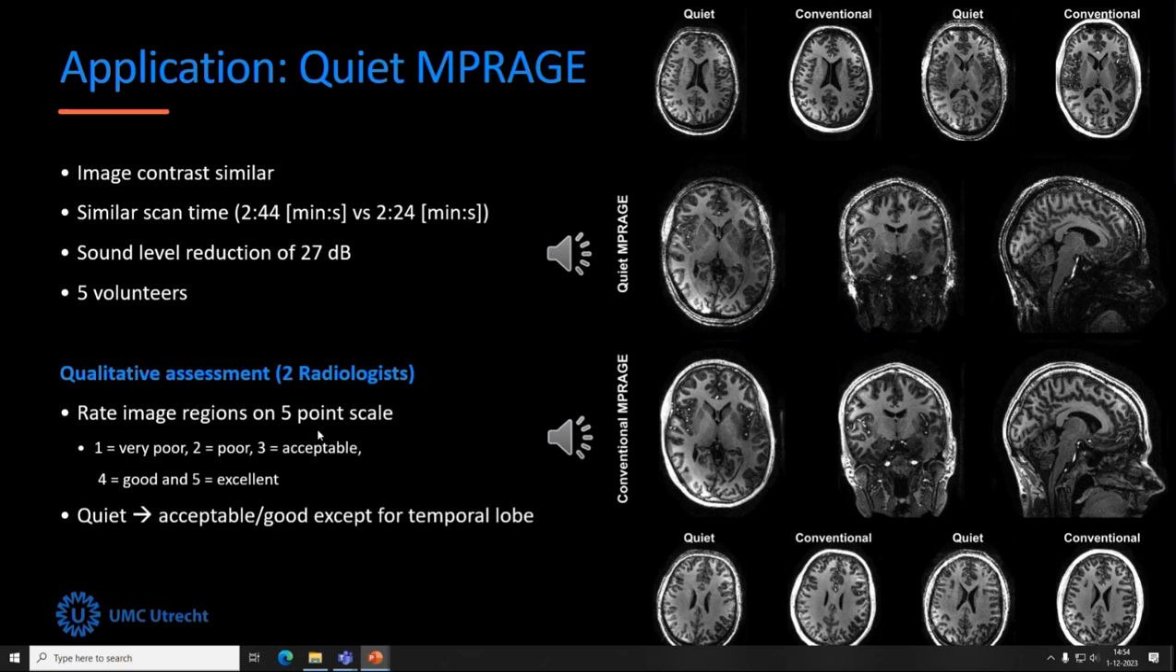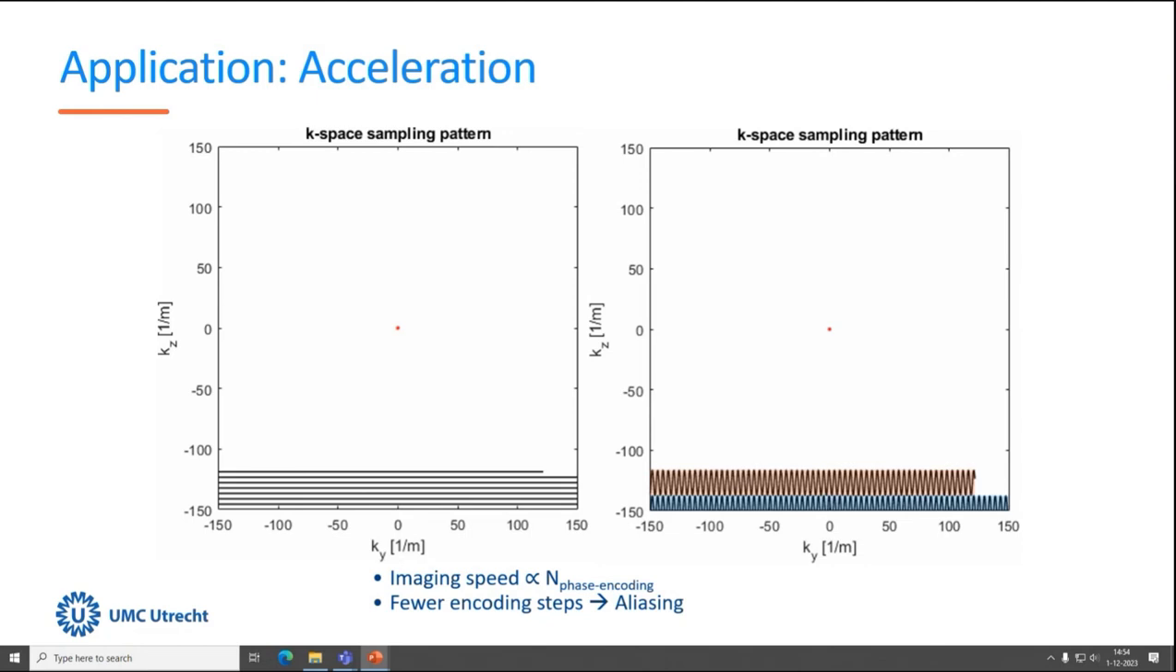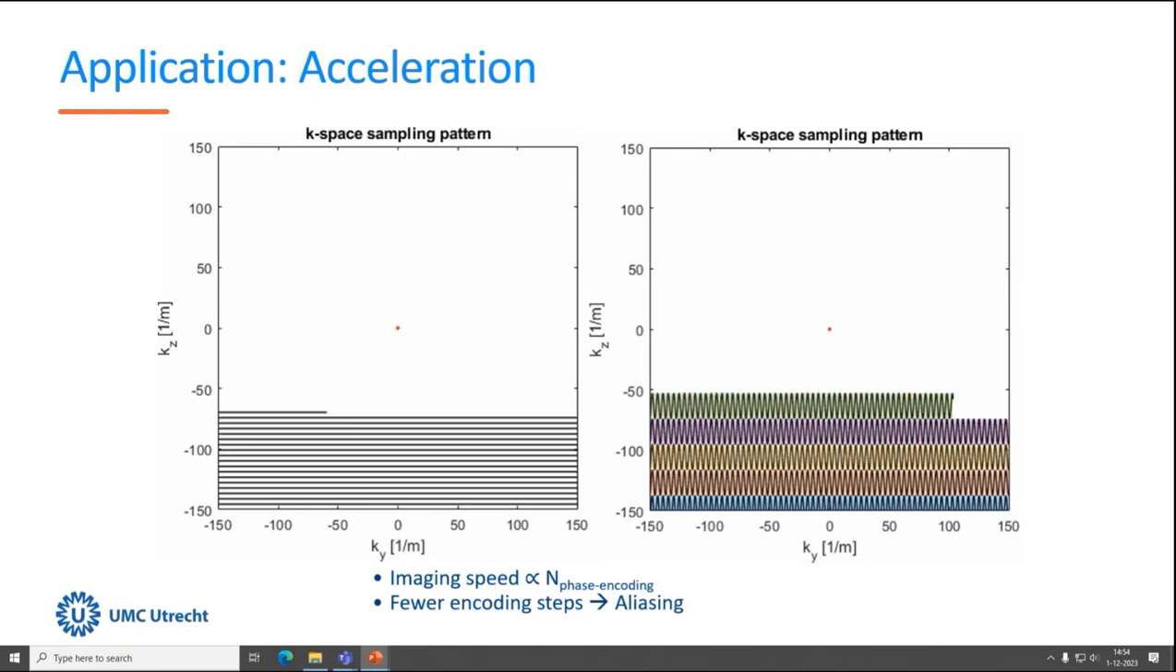So we had 2 radiologists assess the data, and they said the quality was good enough for diagnostic value, except for the temporal lobe, which is notoriously a problem with RF transmit coils at 7T. I'll say something about this later on. Also acceleration, we can speed up things.